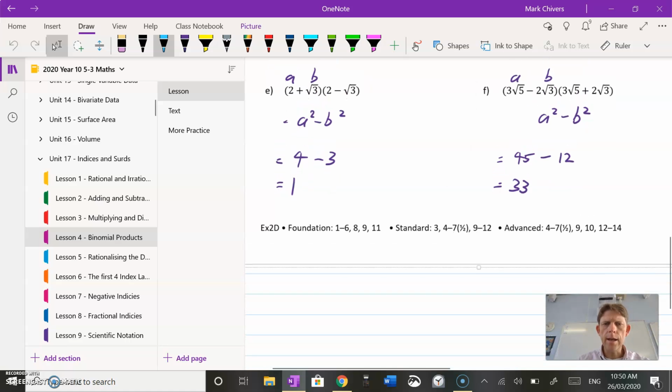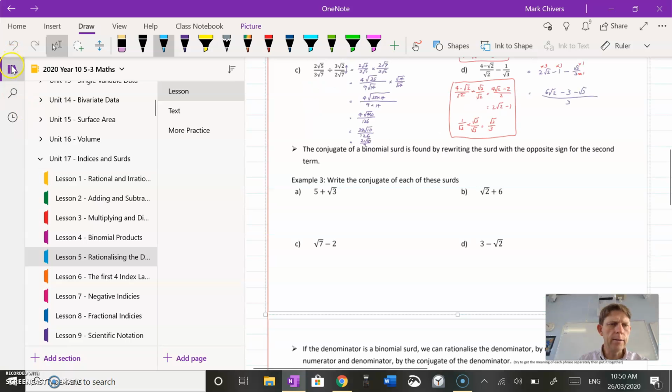We can see here that when we had 2 plus root 3 multiplied by 2 minus root 3, it ended up giving us an answer of 1. So despite how complicated that might look, we ended up with a rational number. And likewise here, when we had 3 root 5 minus 2 root 3 multiplied by 3 root 5 plus 2 root 3, we ended up with, once again, a rational number. And so that's kind of the clue as to how we're going to work these little devils out.